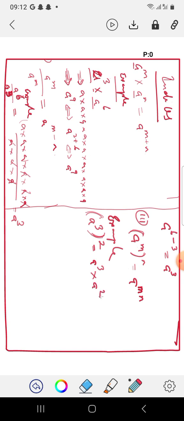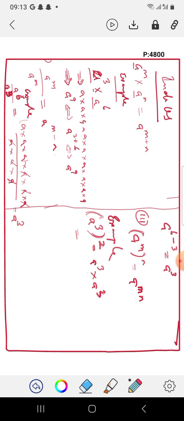Sorry, a raised to power 3. This is like a square of a raised to power 3, which you have done. So now we can go further down and look at this and expand it. So what's a raised to power 3? Okay, we actually don't need to do that anymore.